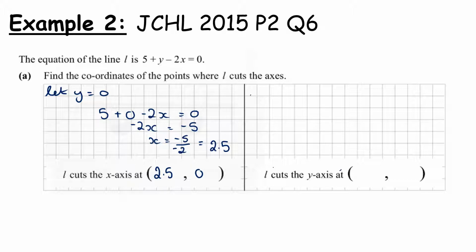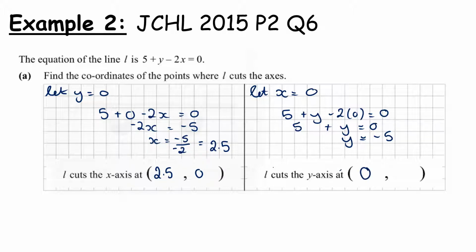So now we're going to do the y-axis. So to find the y-intercept, or where it crosses the y-axis, we let x equal 0. So that is 5 plus y minus 2 times 0 equals 0. So we get 5 plus y equals 0. Subtract 5 from both sides and we get y equals minus 5. So we get 0 here and we get y equals minus 5.